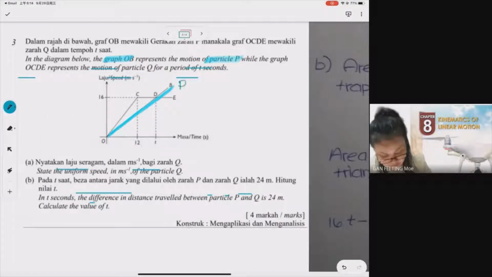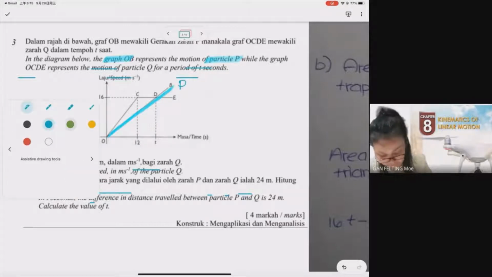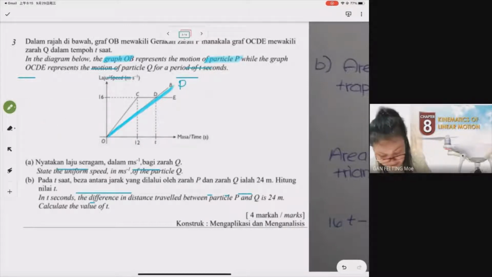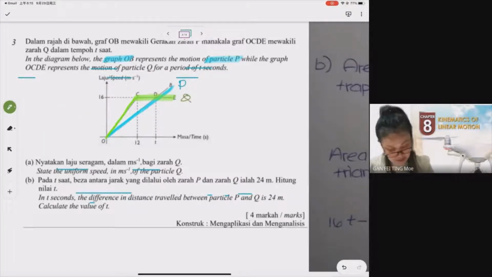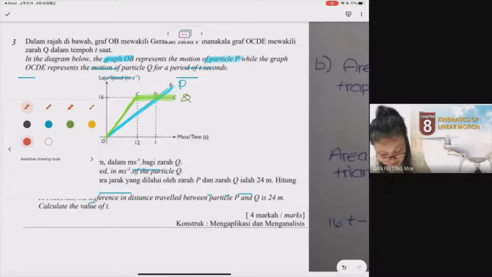Where's my pen? Okay. So then, while the graph of OCDE, we have another graph, and it represents the motion of particle Q for the period of t seconds. Okay, what graph is this? Can you please tell me what graph is this?